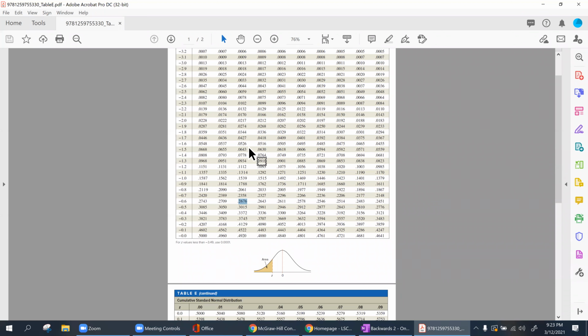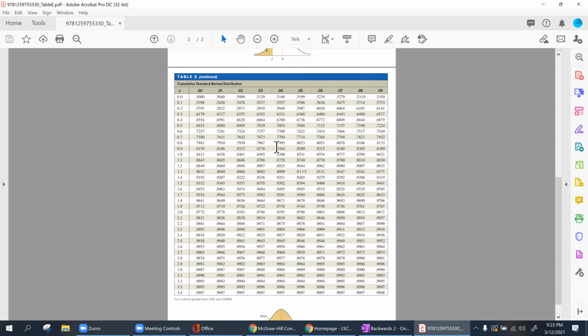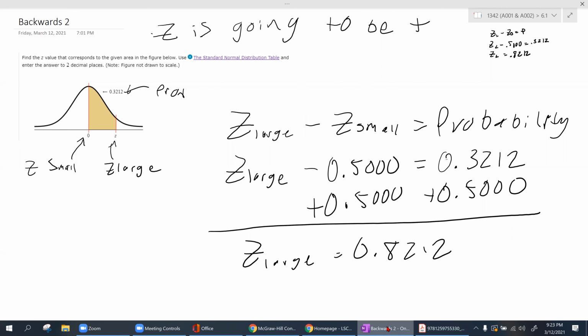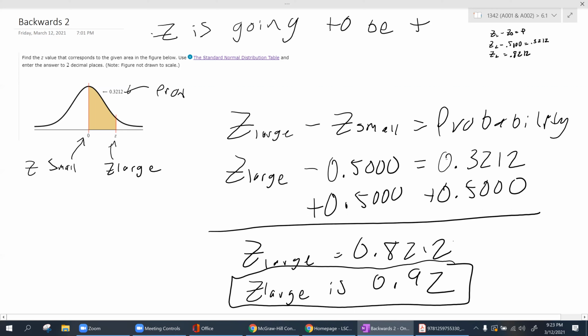So it's going to go here. It's greater than half, so I know it's going to be here, 0.8212 right there. This corresponds with 0.92. So in other words, Z large is 0.92, and that would be my final answer. And it's positive, since I know that's to the right.